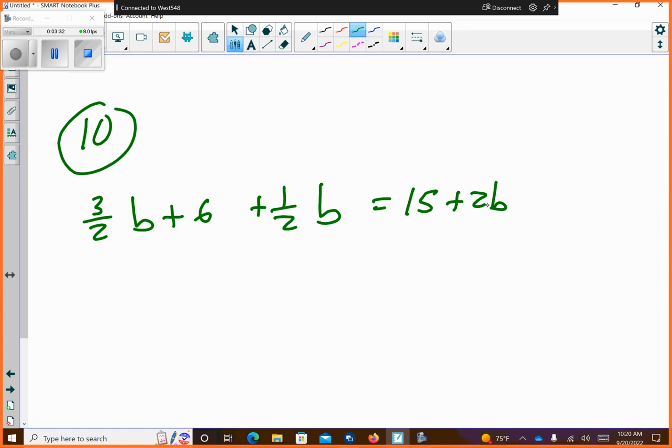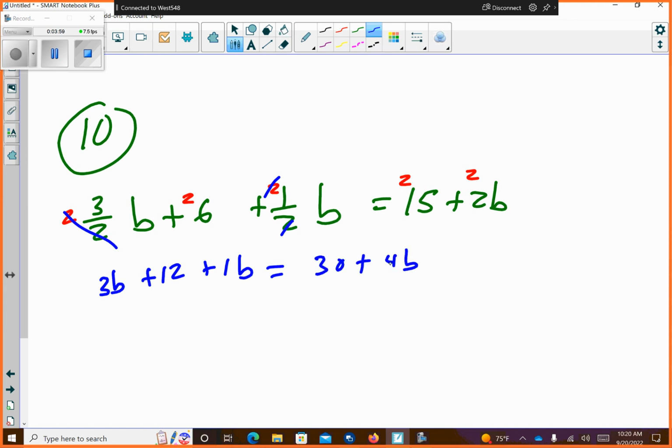I could get rid of the fractions first, or I could start moving things around. So let's just stay consistent. I'm going to multiply everything by 2 because that's my denominator. Those cancel, so I get 3b plus 12. That cancels, that gives me 1b. That's 30 plus 4b. So if I add those together, I get 4b plus 12 equals 30 plus 4b.